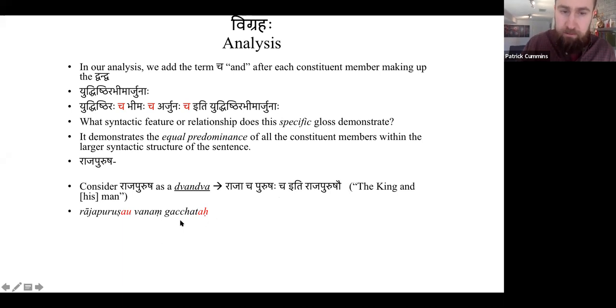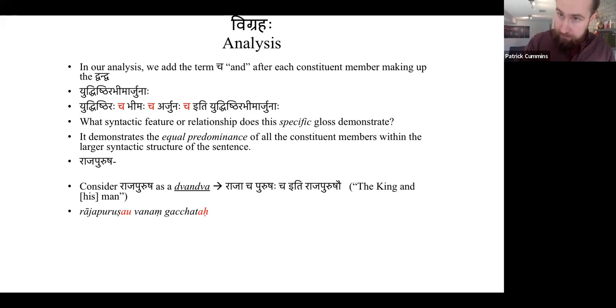And if I were to make a sentence using this, "the king and his man go to the forest," rāja-puruṣau vanaṃ gacchataḥ. The compound is inflected in the dual, as is the verb. Both the king and his man are equally participating in the event of going. And so when we do this gloss or analysis, this vigraha, using these chas, it shows that structurally, syntactically, both items are in the same structural place.